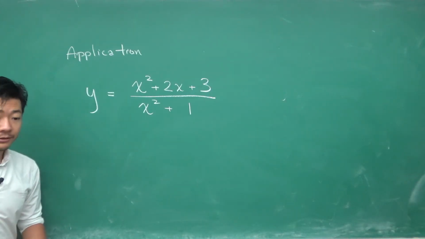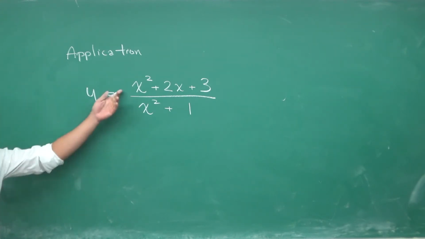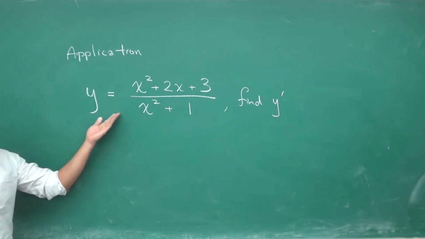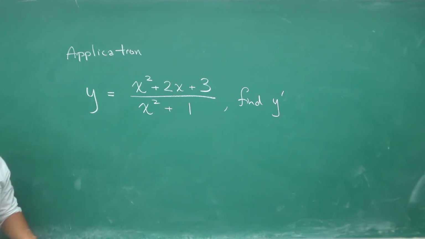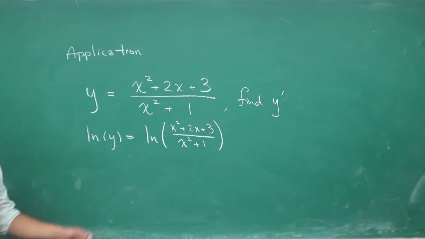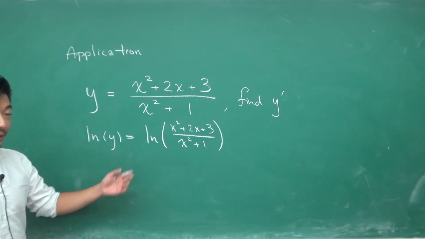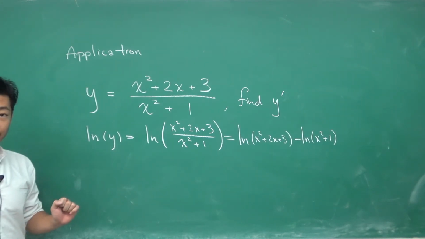As an application, we can do what's called log differentiation to a rational function. We can of course find y prime using the quotient rule, but we can also use natural log to avoid using the quotient rule. So how do we do that? We take natural log of both sides, but using the properties of log, we can split this up. And now we take the derivative of both sides using implicit differentiation.